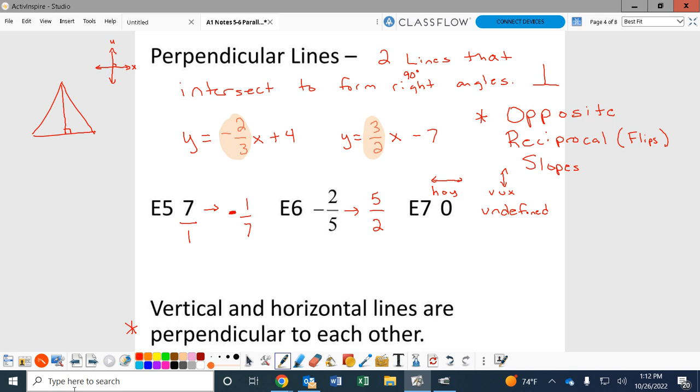Okay, turn it over. Let's do some examples. I think I've got a couple examples with perpendicular, and then I've got the stuff where we go through and talk about whether they're parallel or perpendicular. Okay, guys, here we go.